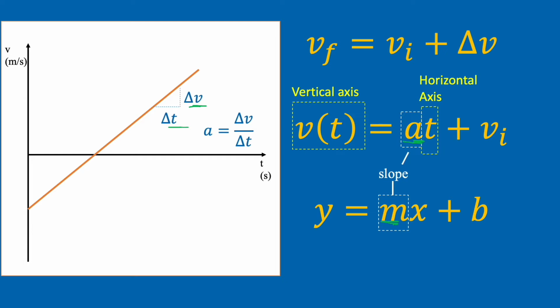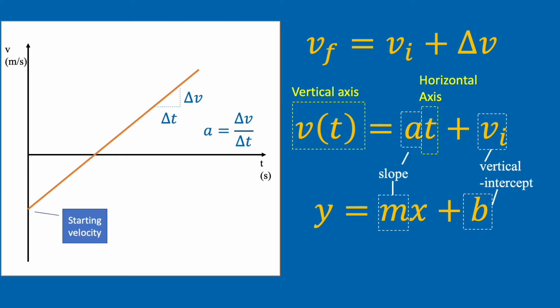Slope is rise over run. The rise of the graph is the change in the velocity. The run of the graph is the change in time. Acceleration is change in velocity over change in time. So the slope here is acceleration. The last variable, the y-intercept, well, that's where the graph's going to start at time equals 0. So that's the starting velocity.